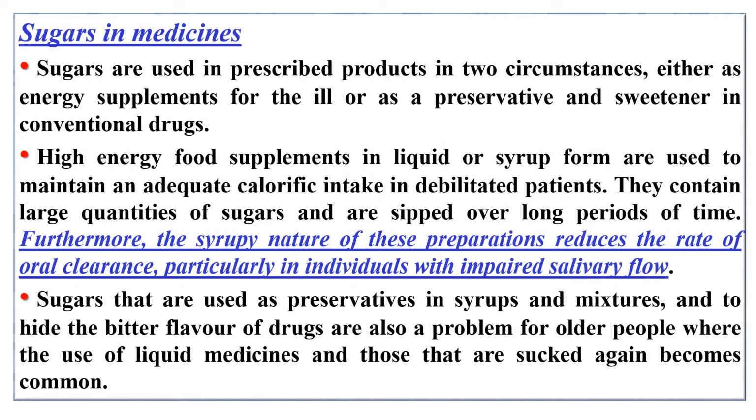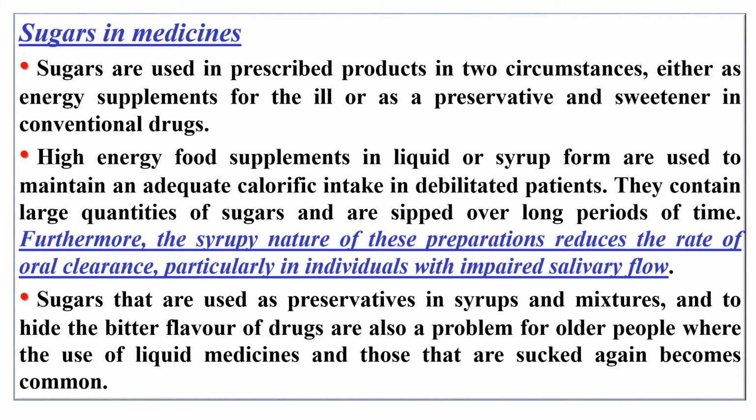Sugars in medicines. Sugars are used in prescribed products in two circumstances: either as an energy supplement for the ill, or as a preservative and sweetener in conventional drugs. High energy food supplements in liquid or syrup form are used to maintain an adequate calorific intake in debilitated patients. They contain large quantities of sugars and are sipped over long periods of time. Furthermore, the syrupy nature of these preparations reduces the rate of oral clearance, particularly in individuals with impaired salivary flow.